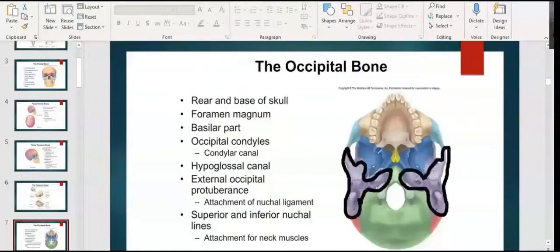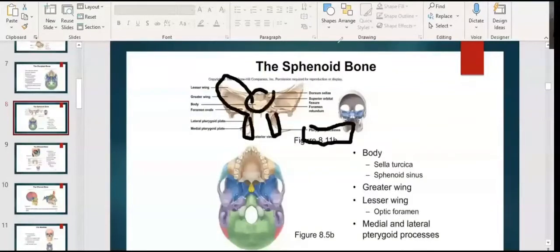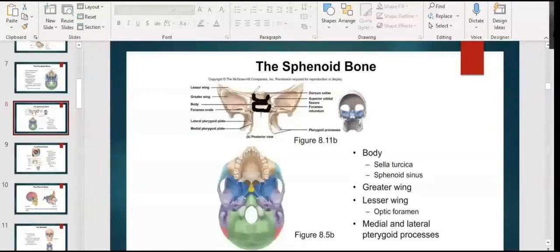But you can clearly see here, there's another bone, this bone right here. This bone is going to be the sphenoid bone. If we scroll down right here, this is the sphenoid bone right there. This one is going to be the greater wing, and this one is going to be the lesser wing. This is going to be called the pterygoid process, as you can see right here. This one right here is the body, and in here, there's a little fossa. That's going to be called the sella turcica, or dorsum sellae.